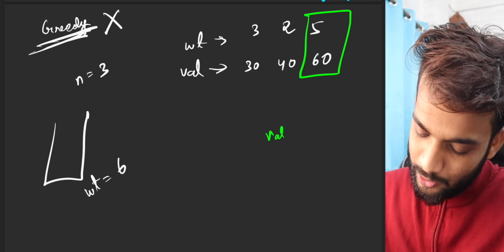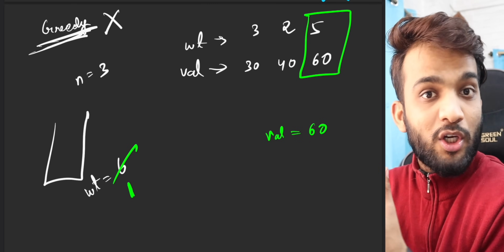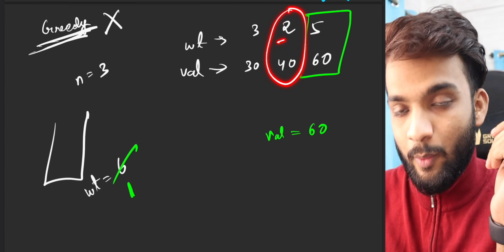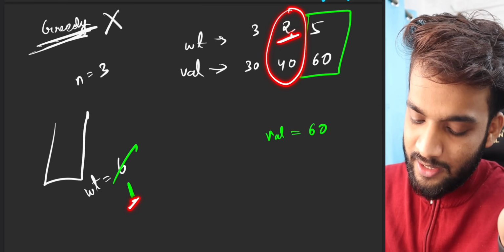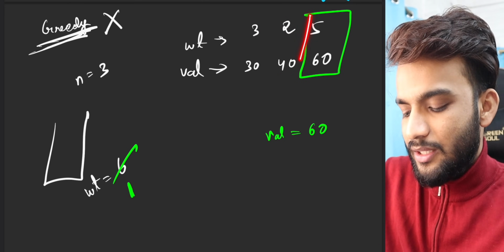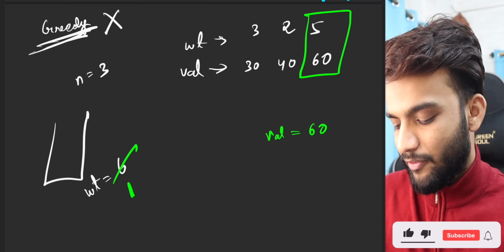Like I'll steal this one because it's the costliest. So I will have a value of 60, and the bag will just have a space of 1 remaining because I've stolen 5. Can you steal this now? No, because this requires 2 and you just have 1. Can you steal this? No, because it has 1 left. So the thief will steal this because the thief is not educated. So he will just have a value of 60.